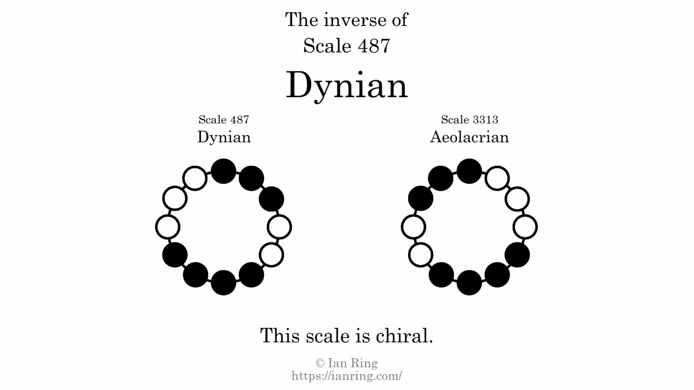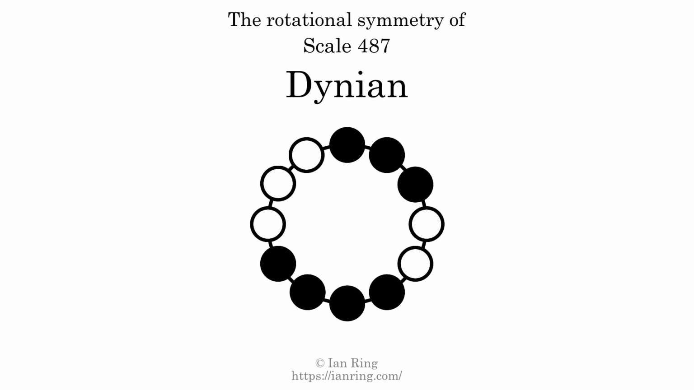The inverse of a scale is a mirror image. It is what you get when the sequence of intervals is reversed. The inverse of this scale is scale 3313, also known as Euler-Lacrian. This scale is chiral. It cannot transform into its inverse by rotational transformation. This scale has no rotational symmetry. For even more detail about this scale, visit ianring.com/musictheory/scales.